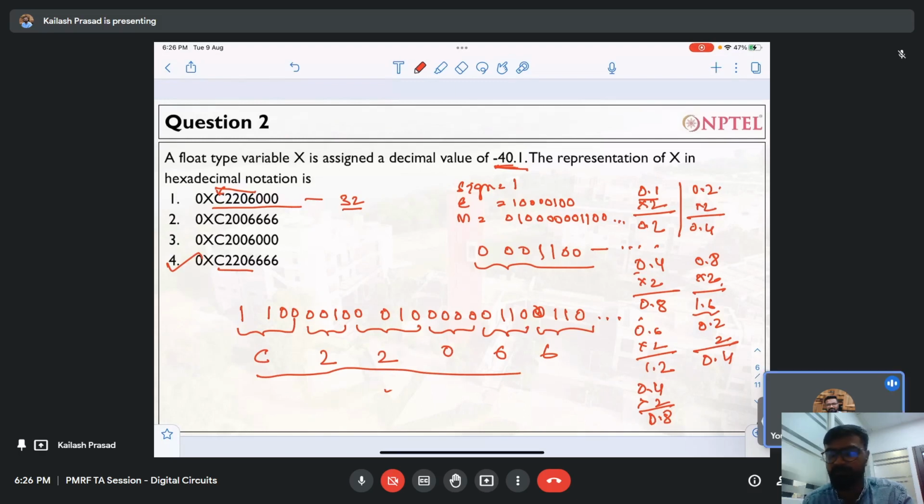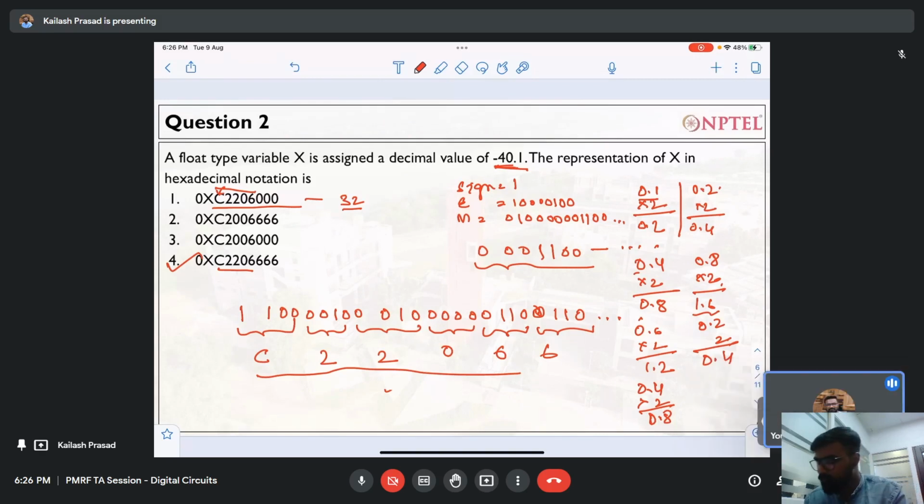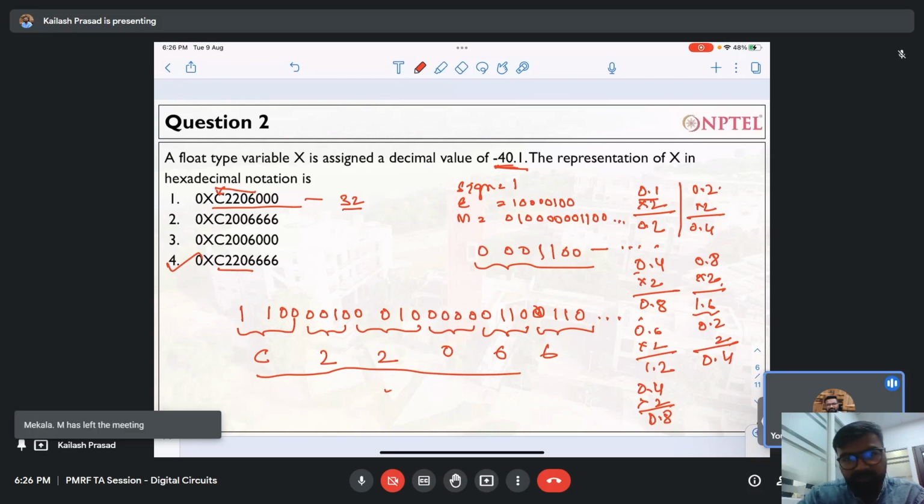Yes, sir. Sir, I have a doubt: how to convert binary IEEE to decimal, the other way around? Question number 14 from assignment number 2. Okay, then I have to open the assignment. But that's fine. Just one minute. Just remind me of the question at the end of this. I will cover all the questions which I have, and then I will take your question. Is that fine? Okay, sir. Thank you.